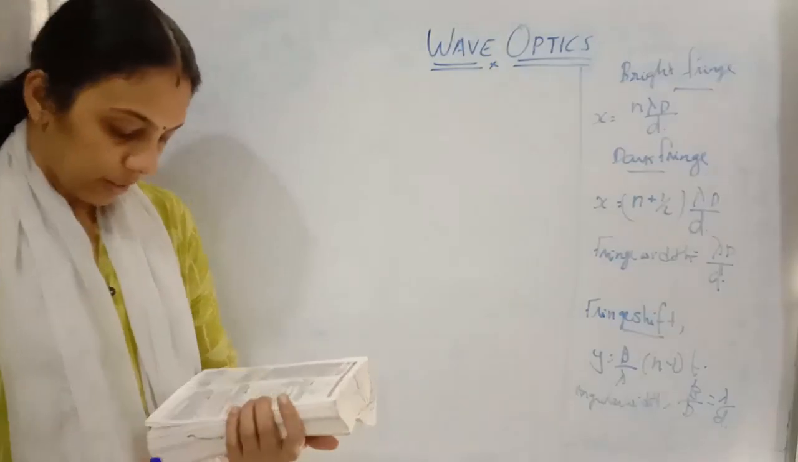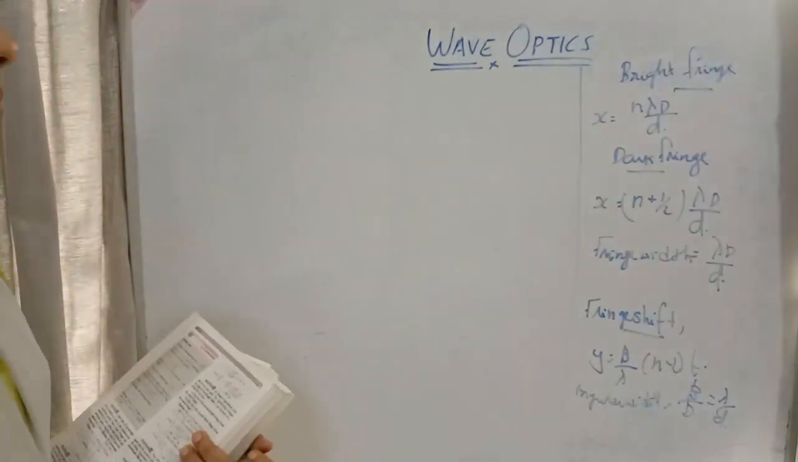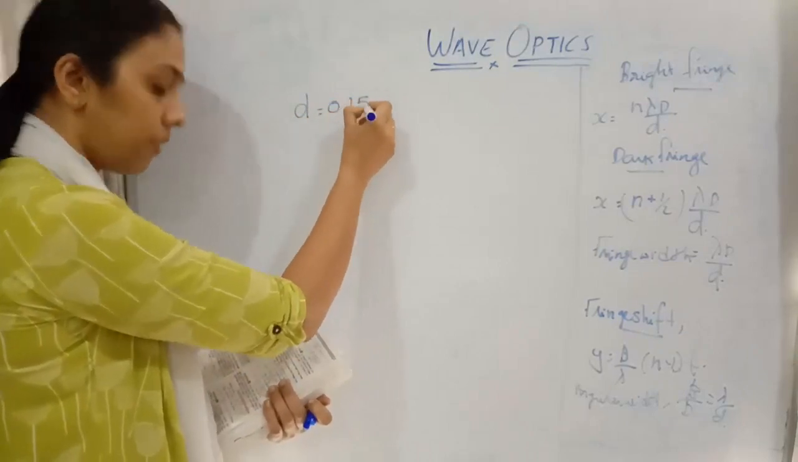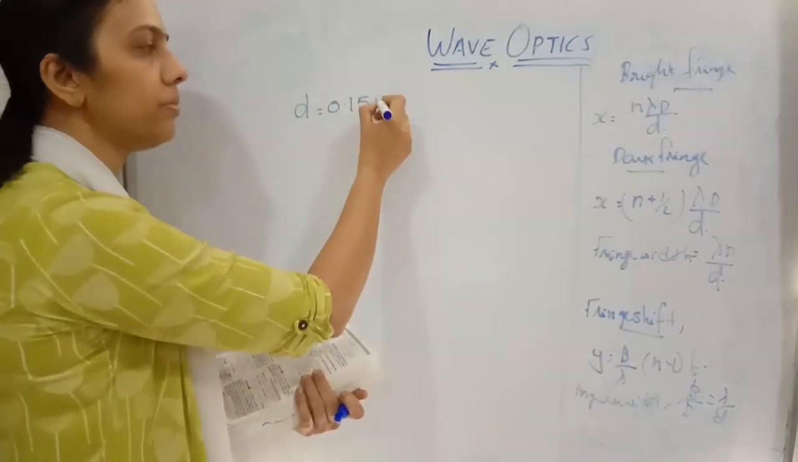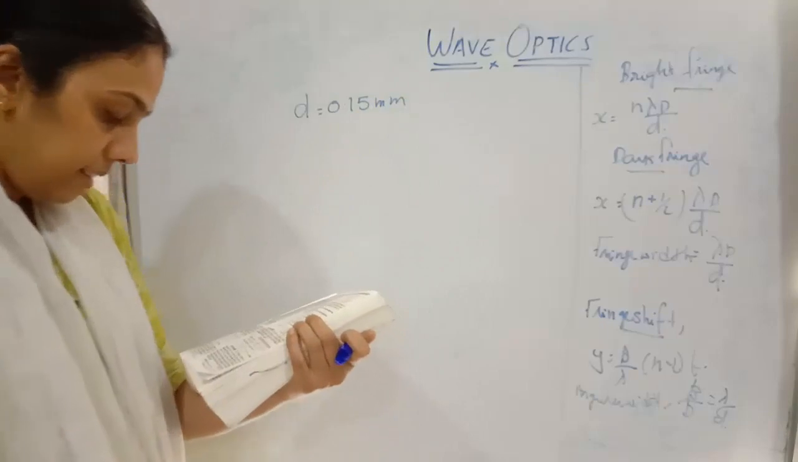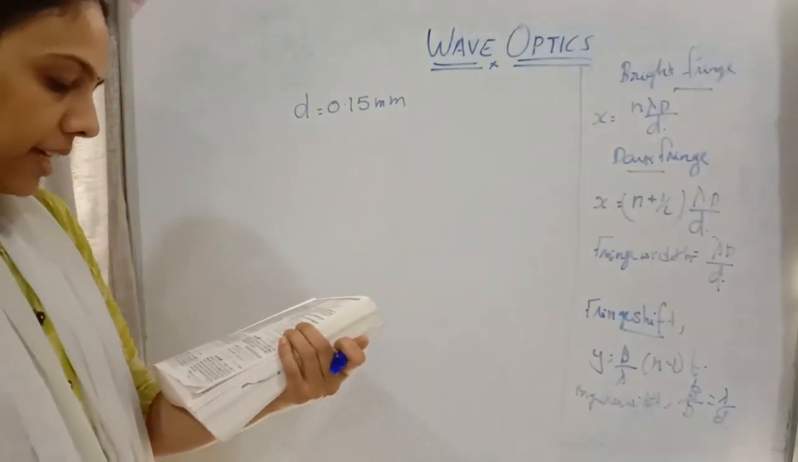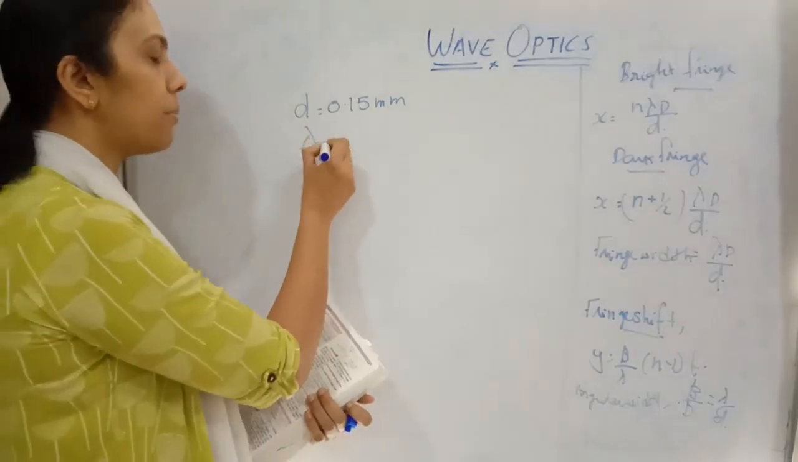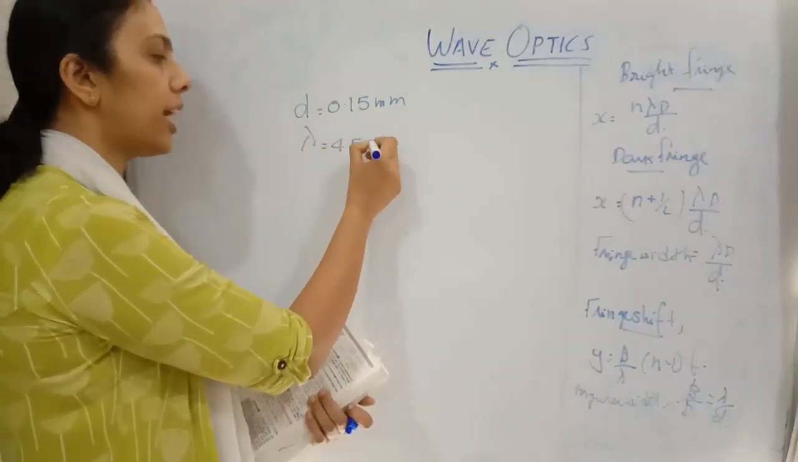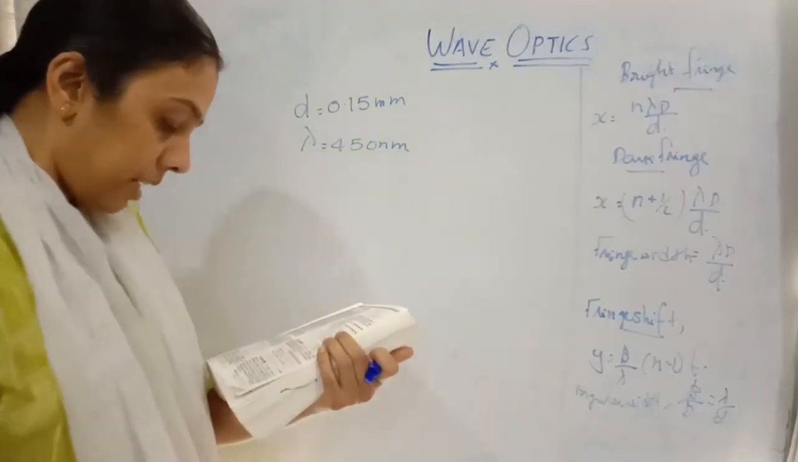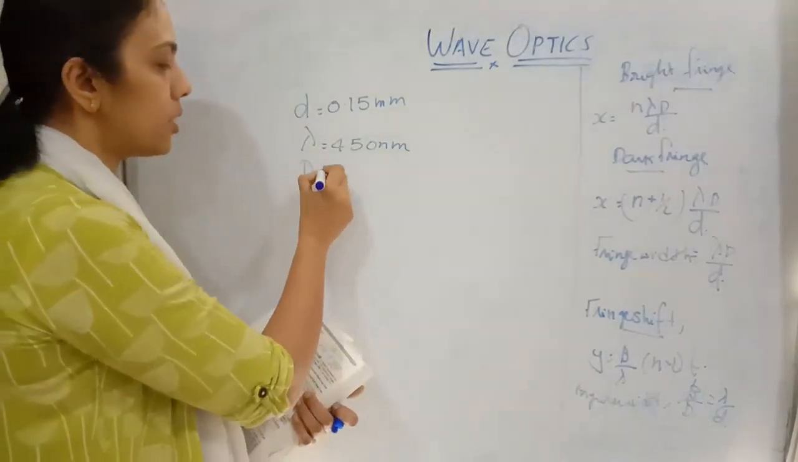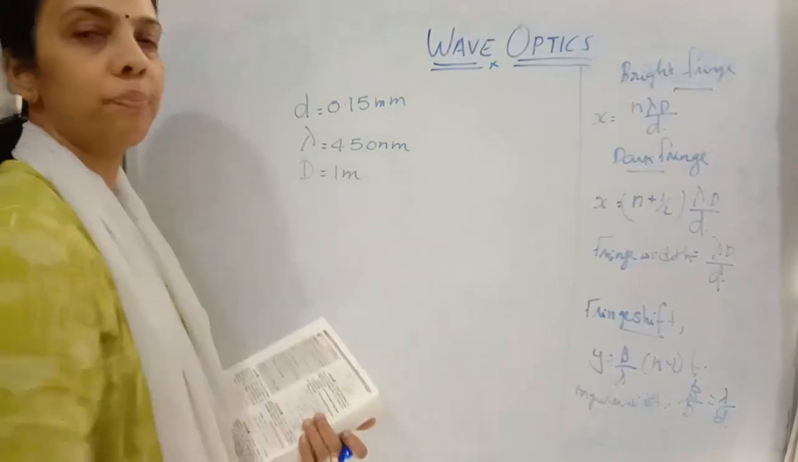Here it is given that the two slits are separated by a distance, that means small d is given as 0.15 millimeter. They are illuminated by light of wavelength 450 nanometer, so lambda equals 450 nanometer. The screen is 1 meter away from the slits, so capital D equals 1 meter.